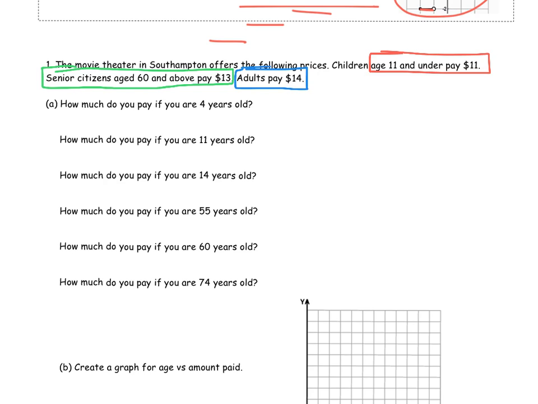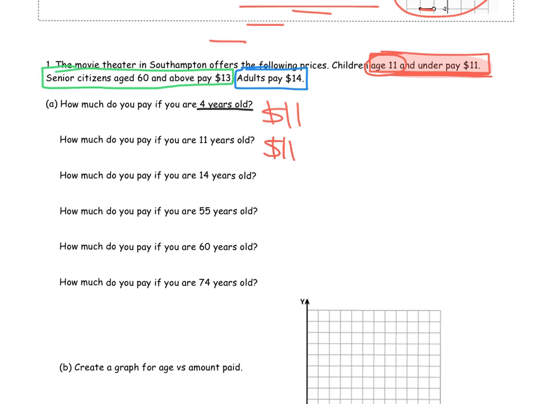How much are you going to pay if you're 4 years old? Well, you fall within this realm here of being under the age of 11. So you're going to pay $11. Okay, let's keep reading. How much are you going to pay if you are 11 years old? Well, this says you have to be age 11 and under. So if you're age 11 or under, you're paying $11. So you're still going to pay $11.